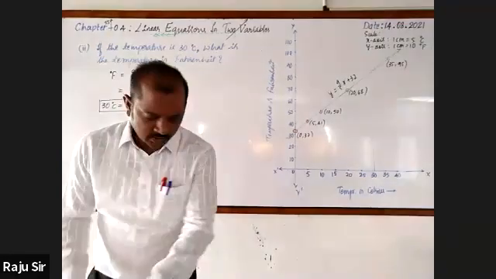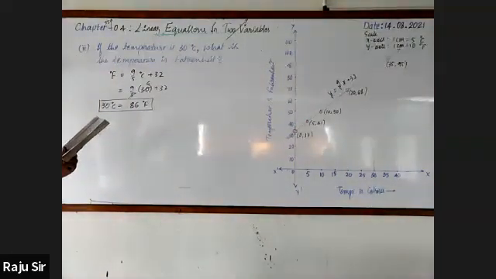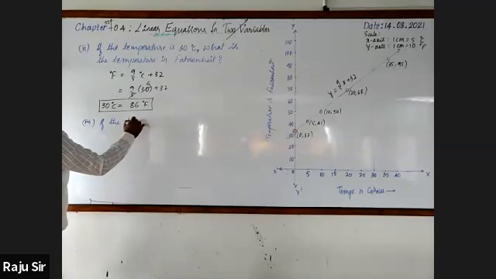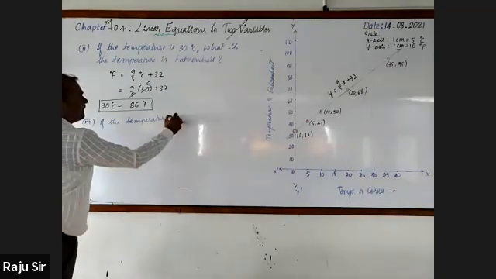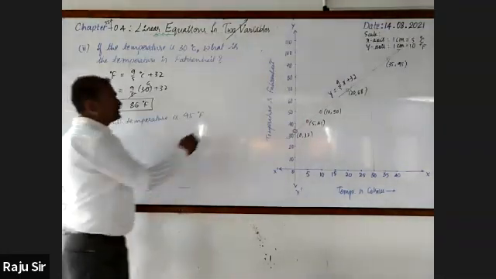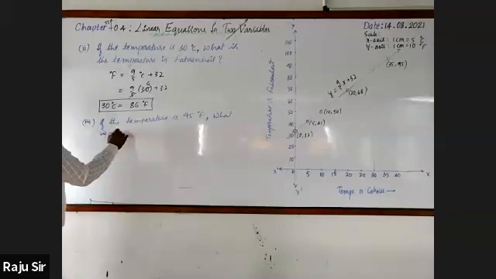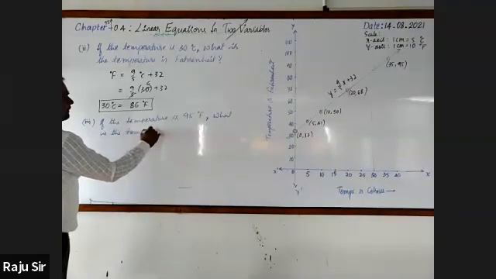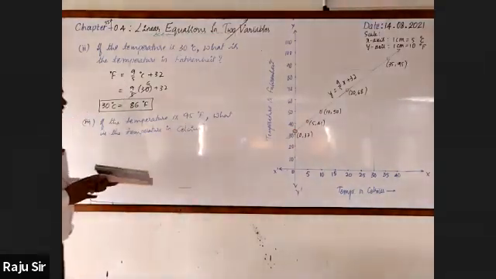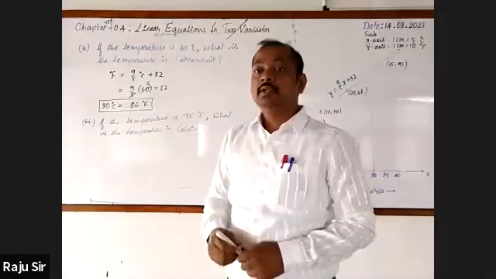Next, third sub question. If the temperature is 95 degrees Fahrenheit, what is the temperature in Celsius? 35, sir. Correct.